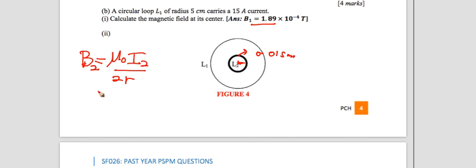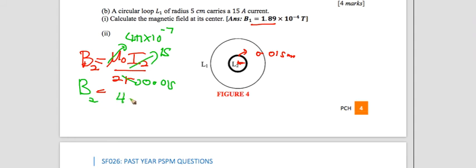So mu naught is constant, 4 pi times 10 to the power of minus 7. And I2 is given: the current flowing in loop 2 is 15 ampere, and the radius here is 0.015 meter. So now B2 is equal to 4.19 times 10 to the power of minus 3 Tesla, just using the calculator.